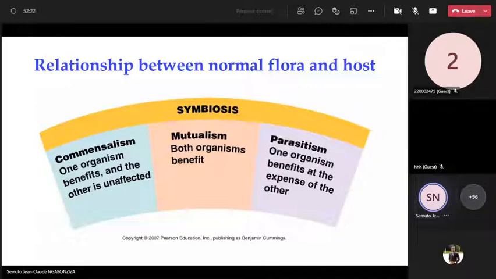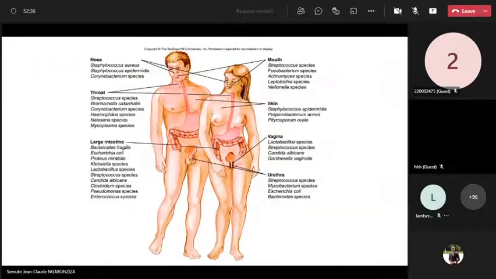They are not adding anything, but they also don't harm you. They are with you. So we have a wide range of normal flora in different parts of our body: in nose, in throat, in large intestine, mouth, skin, vagina, and urethra. So they have some role there. We see that the normal flora are important to influence the anatomy, physiology, even susceptibility to pathogen. So sometimes if you lose some normal flora, then the pathogen can quickly invade or cause problem.